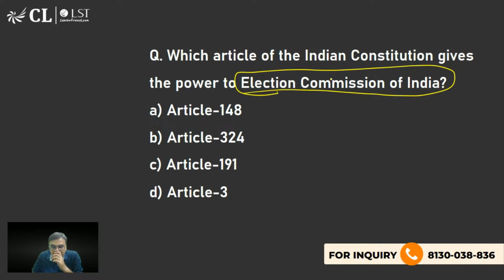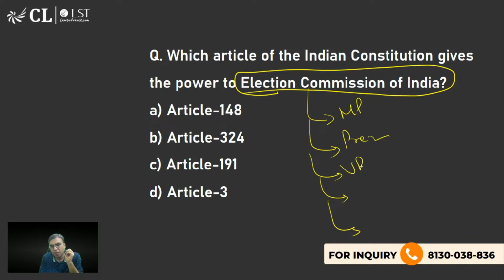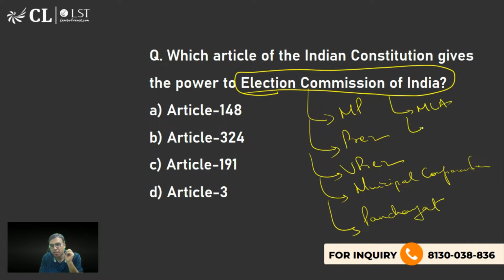Please tell me, I'll be asking one more question. Election Commission of India has power to conduct election for which body? I'm giving options: for MP election, for president election, for vice president election, for municipal corporation election, for panchayat election, and for election of MLA, election of MLCs. Here the right answer is option B, 324. B is the right answer.